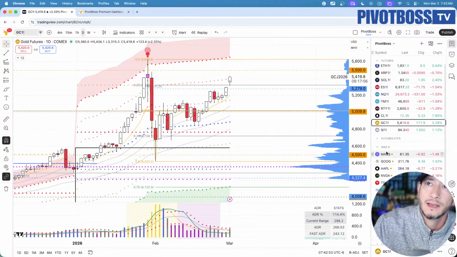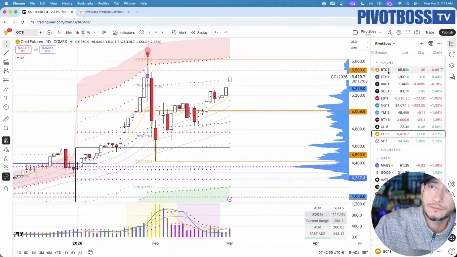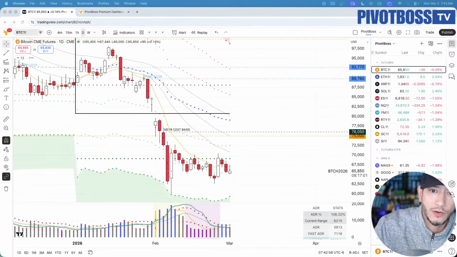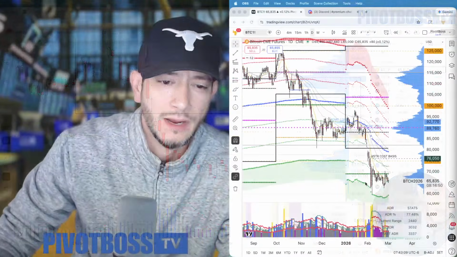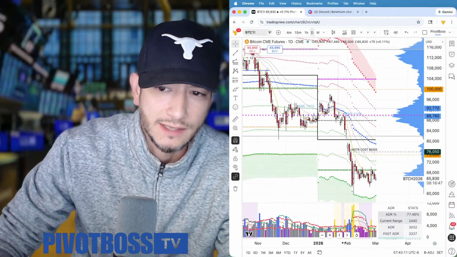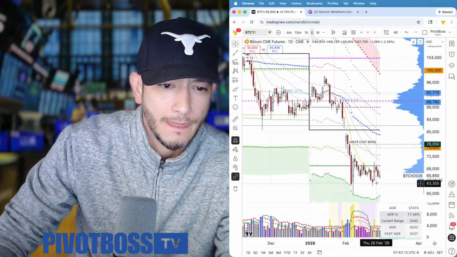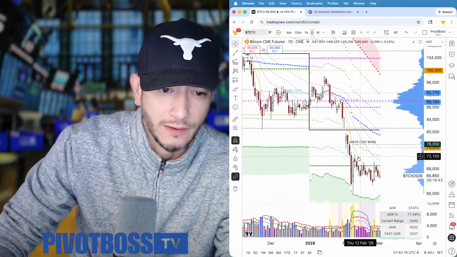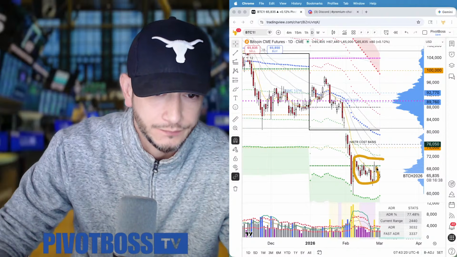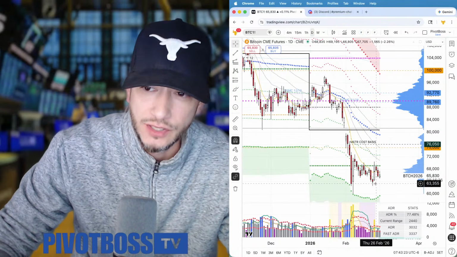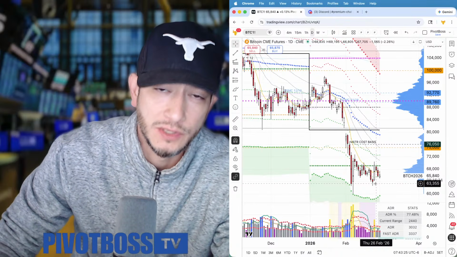Let's take a look at Bitcoin here, and what I want to do here with Bitcoin is really show the compression that has developed here over the recent period of time. And let's bring up the bigger screen here. This is what it looks like on a side-by-side. That compression right there, that one is so super significant right here. After that release of energy to the downside, that was meaningful.